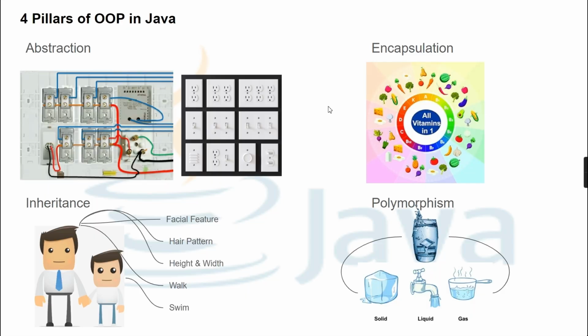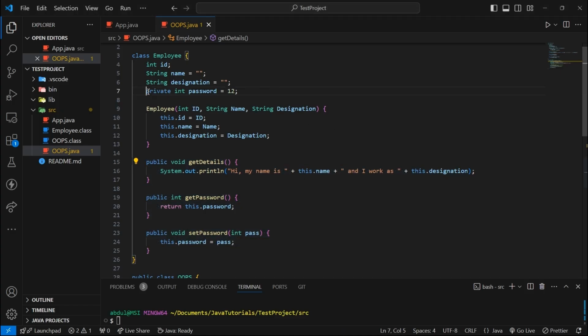Now there is a difference between detail hiding and data hiding. With the help of abstraction, we hide the complex details, but with the help of encapsulation, we hide the data itself. How we hide the data is with the help of access modifiers, whether it's public, private, or protected. So we have different levels of data hiding, and we achieve this with the help of encapsulation.